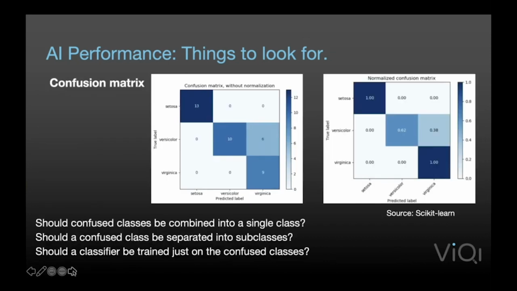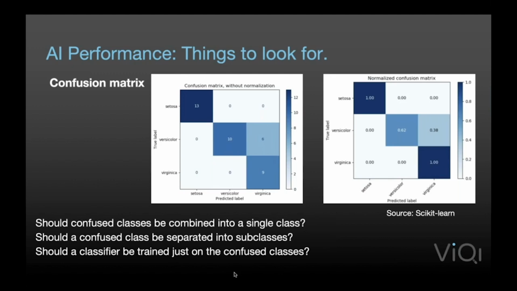And next we have the confusion matrix. Here we're using a different example. This is lilies, I believe. We're classifying lilies based on some input data. And the way you read a confusion matrix is that the known class, at the top here, Setosa, is the known class, and then each column is the predicted class. So Setosa is being predicted as Setosa 13 times out of 13.